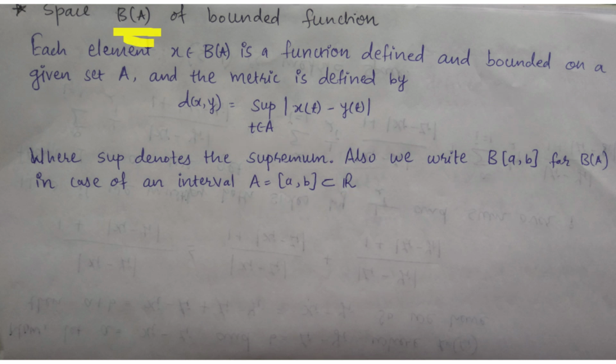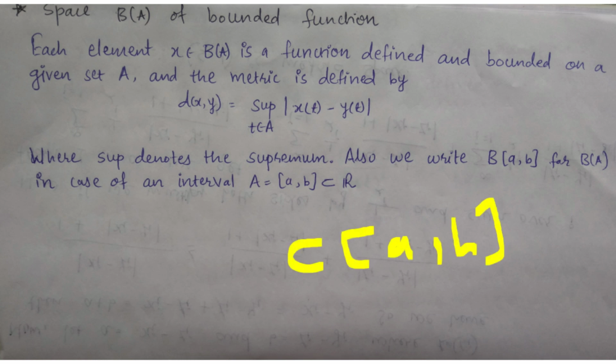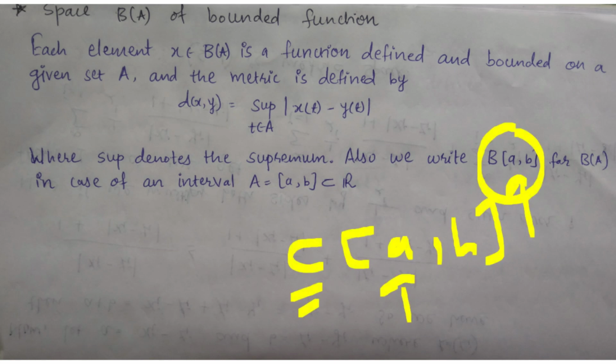So please make sure that if I have the space C of closed interval [a, b], in this space all functions are continuous, right? But here in B of closed interval [a, b], in this space my functions are bounded. So this is the difference between C of closed interval [a, b] and B of closed interval [a, b]. So remember this.